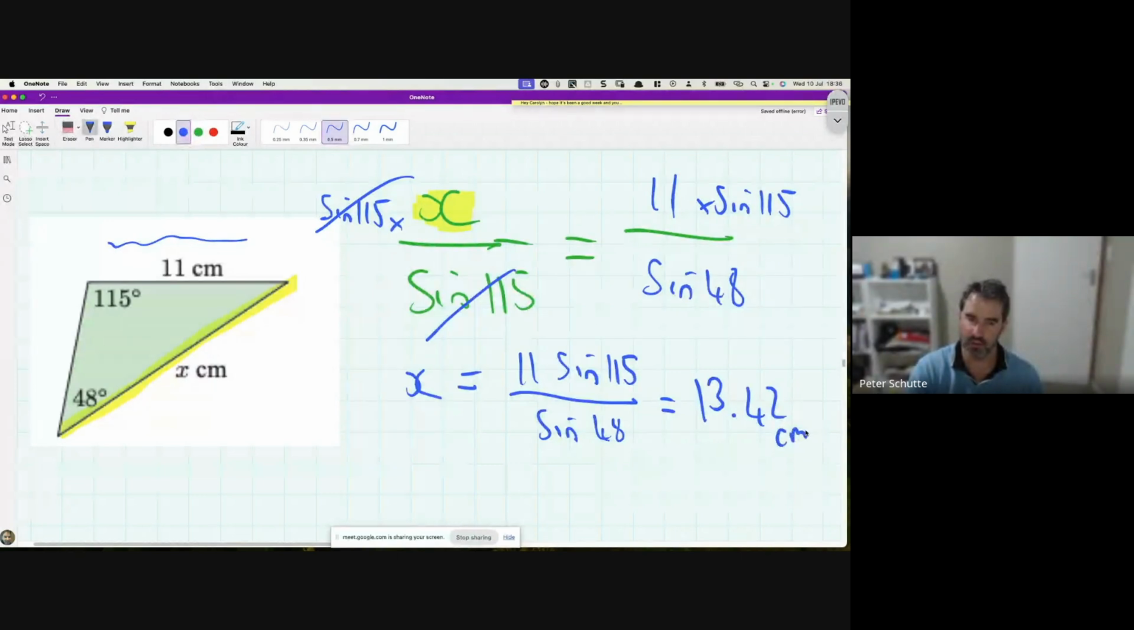So the sine rule is actually super easy to use, even easier when you're finding sides than when you're finding angles. You write down the side, divide by the sine of the angle opposite, equals another side divided by the sine of the angle opposite that.